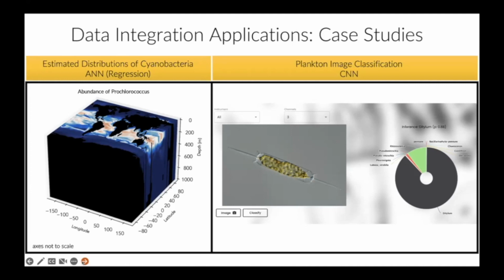On the right-hand side, I have only 1 minute, I guess, so I'm going to skip. On the right-hand side is, again, another model. This is a convolutional neural network where we trained a CNN model to classify images. These are images coming from various different imaging devices, of both plankton and phytoplankton.